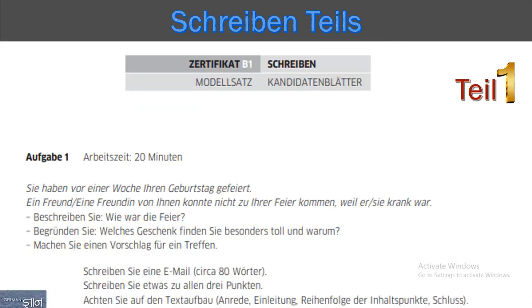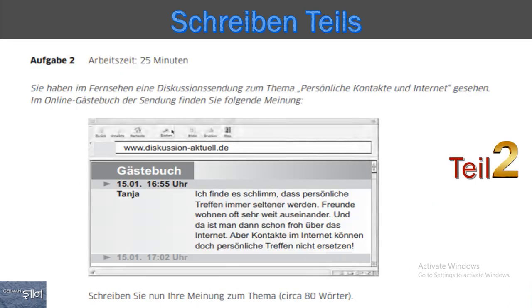So guys, as you see Tile 1 on your screen, in Tile 1 you just have to write an 80-word email. That can be formal and that can be informal. If we go to Tile 2 for the Schreiben part, you just have to write a small blog. You will be watching a small blog on this paper, and relating to that you have to write your opinion. That can be only one-sided, the negative or the positive.